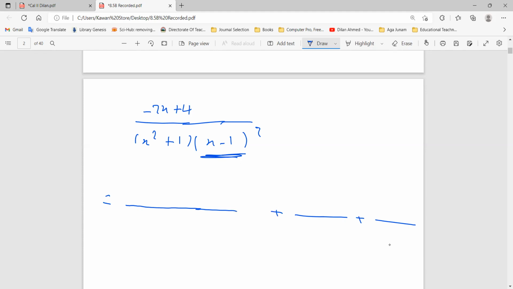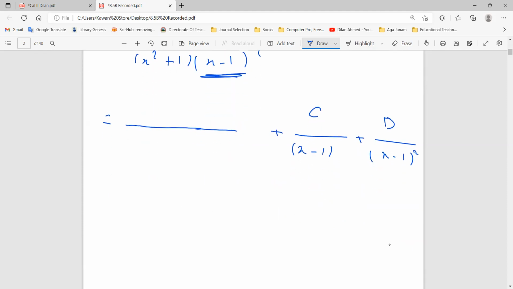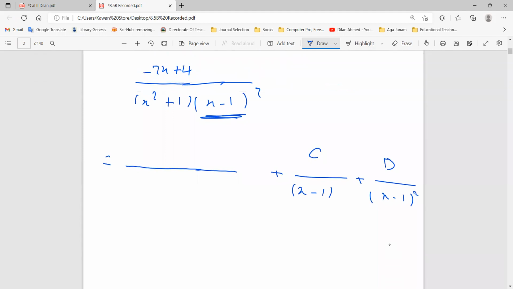How? I write C over x minus 1, D over x minus 1 squared. Do you have any question about that? Do you have any question why I did like that? We see that if I have x minus 1, it will be one variable. And if I have x minus 1 squared, another variable. We called them A, B, right? So now here is C, D. Do you have any problem with it? Understood? Good.